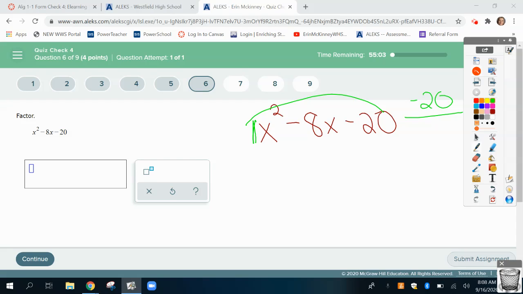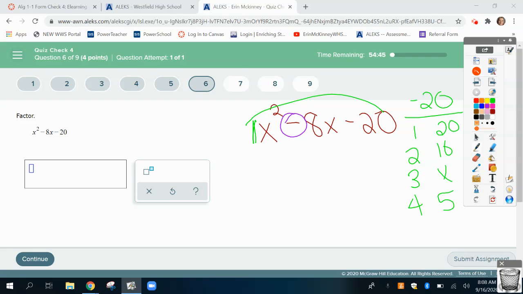When we list, we're ignoring the negative for a moment. So 1 and 20, 2 and 10, 3 times nothing, 4 times 5. We're done because 5 is already over on the right-hand side, so we don't need to list anymore.